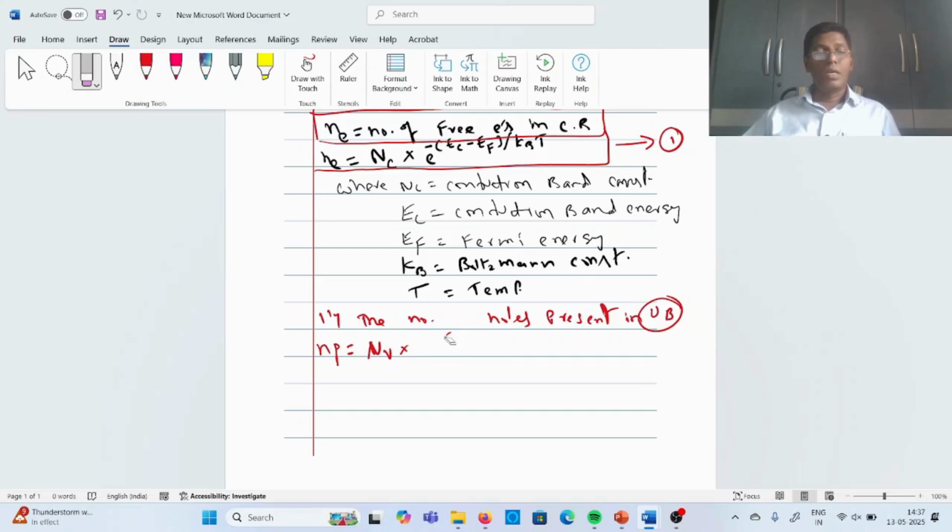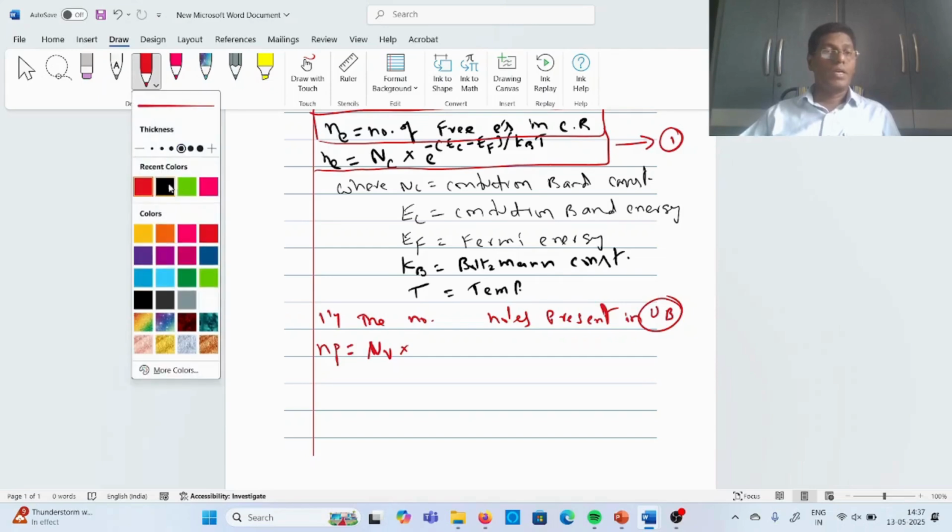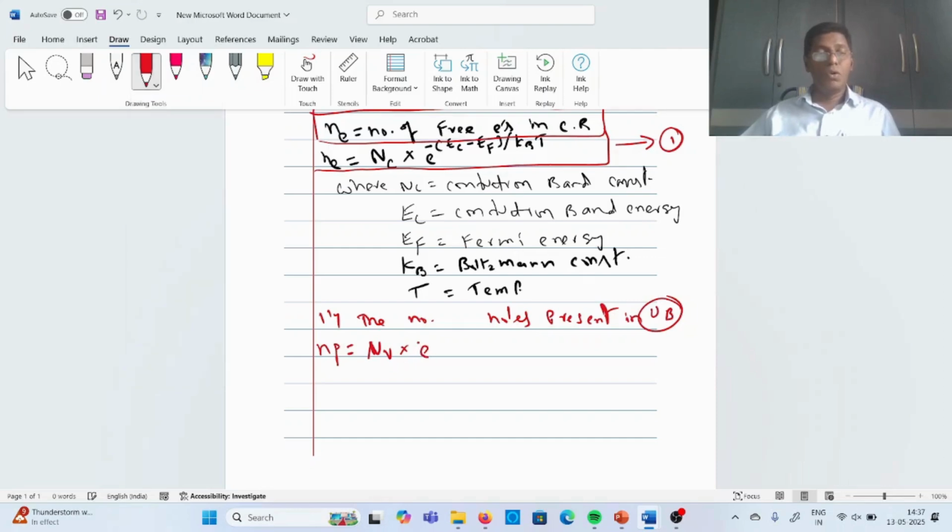Now I am writing it in terms of an equation. Okay, listen carefully. I am writing the equation for the holes in the valency band. Np is equal to Nv into e power minus of Ef minus Ev divided by kBT. This is equation number 2.